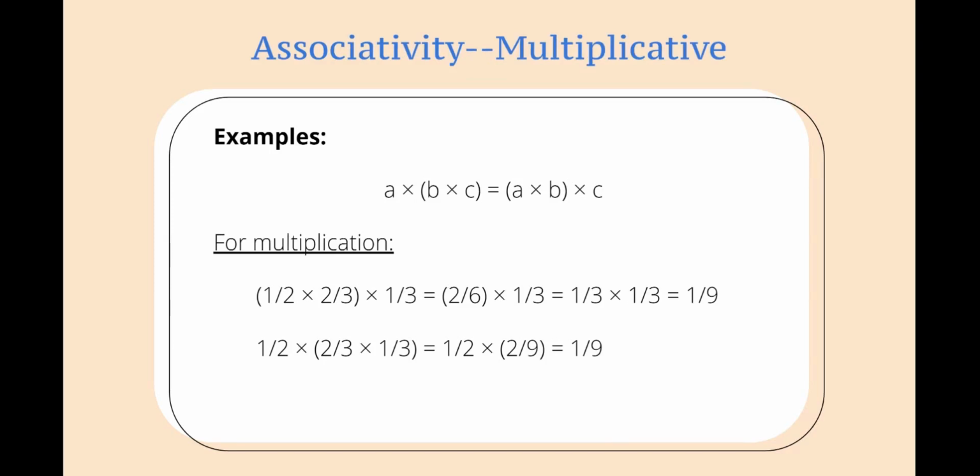Here's an example for multiplication. First, following BODMAS, we find that 1/2 times 2/3 is equal to 2/6, which reduces to 1/3. Then 1/3 times 1/3 is equal to 1/9. Then, on the other side of the equation, following BODMAS, we begin with 2/3 times 1/3 equals 2/9. Then, we multiply 2/9 times 1/2 equals 1/9. So, both sides of the equation are equal, and multiplication is associative.